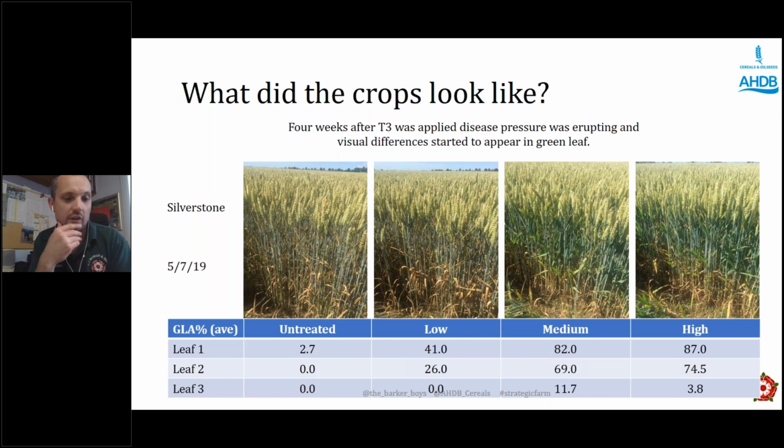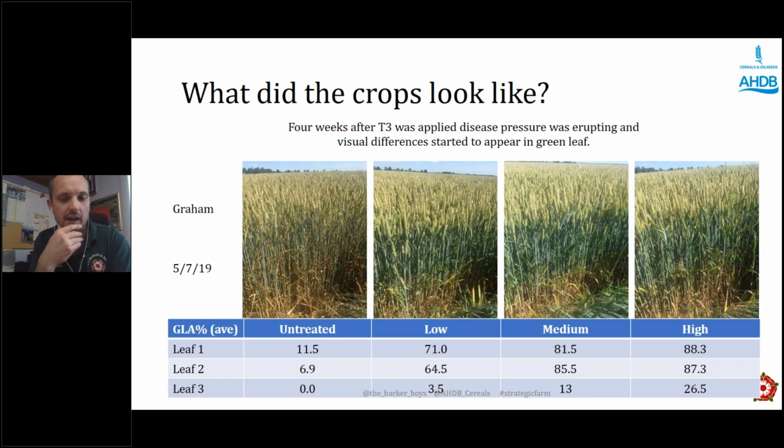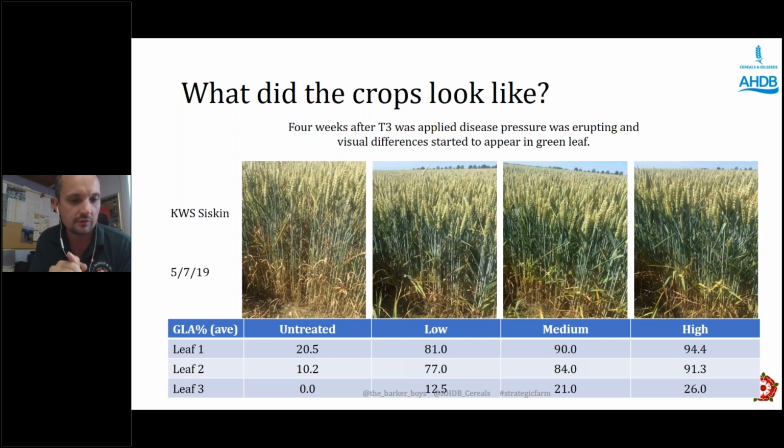If we move on to the next variety, you can see where the variety package actually makes quite a big difference. Graham is a good all-rounder, and you can see the low treatment was better than Silverstone. Again, the high was very green, medium as well, but the untreated was showing quite a lot of green leaf. Moving on to the next variety, Siskin, another good all-rounder for variety package, again showed good response in keeping things green in a low scenario, where we had invested a bit more in the medium and high. We had kept more green leaf, and it was asking the questions: was that green leaf going to pay off in the end? Was it going to bring back more yield? Was it going to pay for what we had invested for those different plots? It was quite an interesting thing.